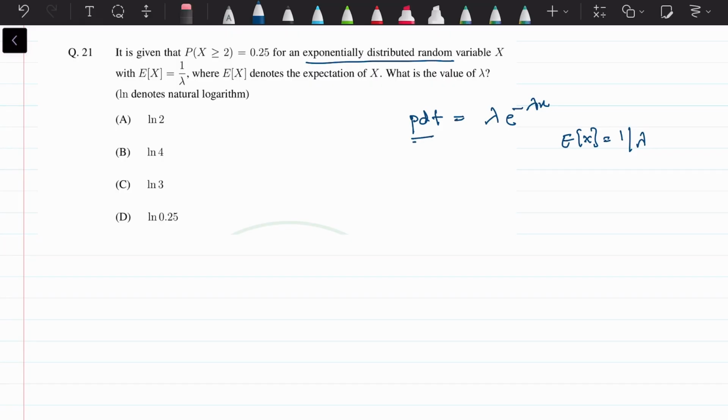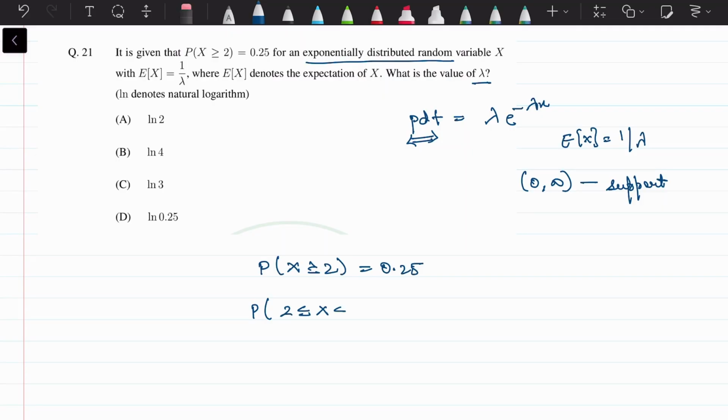So now with this information we can just solve this question. So here it is given that the probability of x greater than or equal to 2 is 0.25, right? And we have to find the value of lambda. So one more thing that is relevant for the exponential distribution here is that its support is 0 to infinity. Okay, so we can rewrite this as 2 less than or equal to x less than infinity is 0.25.